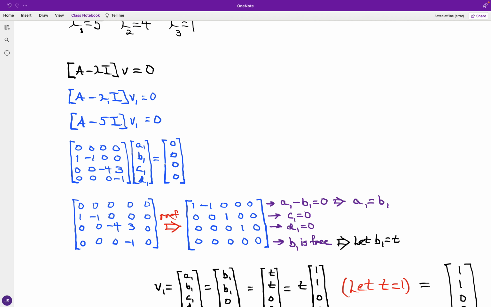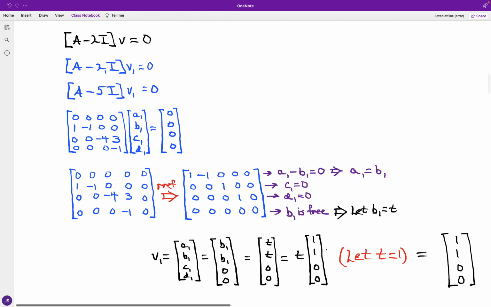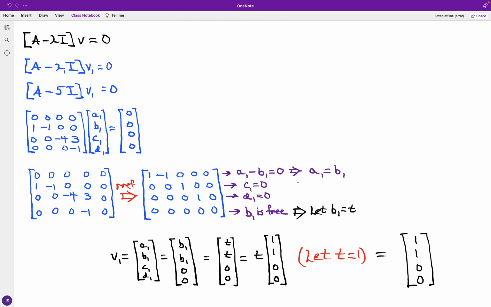And if we form an augmented matrix combining what we have with A minus 5i with the 0 matrix, in the reduced row echelon form we have running across 1, -1, zeros for the rest, and this is going to signify that a sub 1 minus b sub 1 is equal to 0, from which we're going to have that a sub 1 is equal to b sub 1.